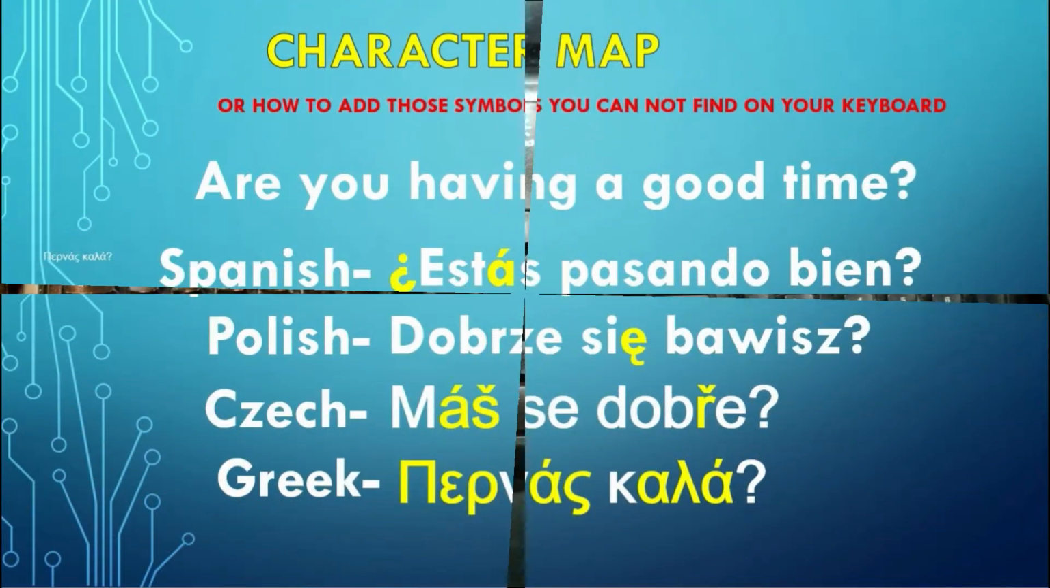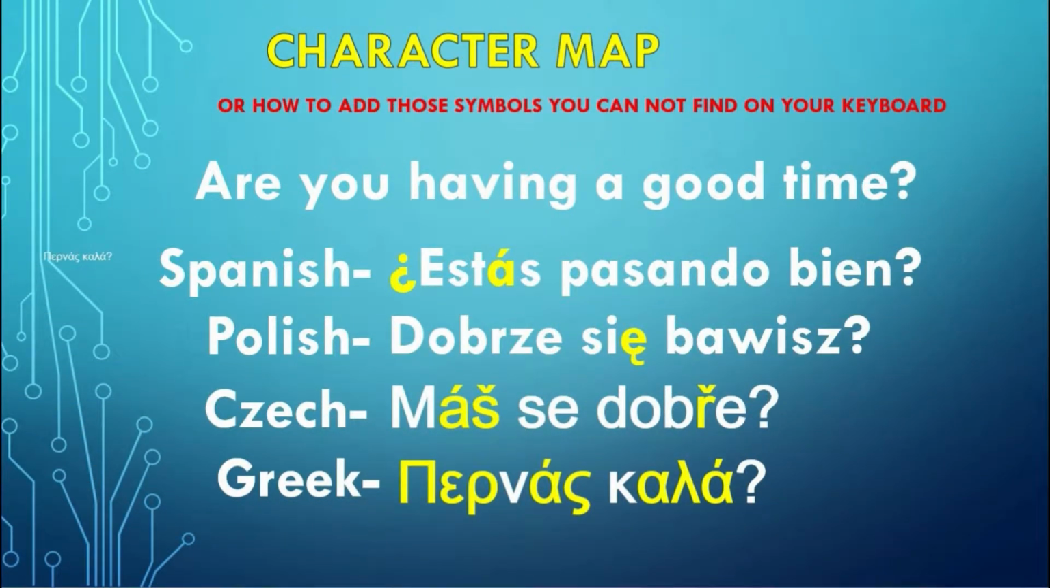If you ever tried to communicate with somebody in a foreign language, there are lots of letters and symbols and accent marks that just don't appear in the English language and don't appear on your computer keyboard. What you need is what's called a character map.